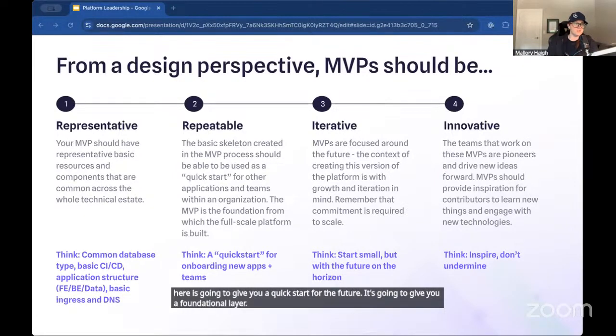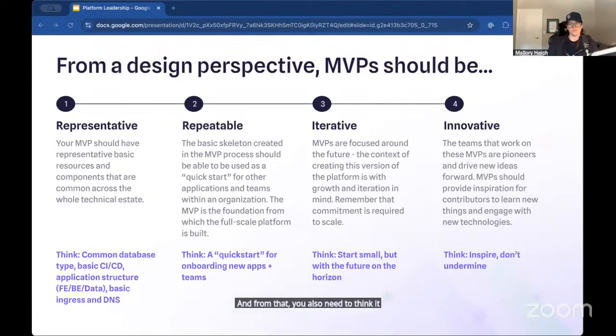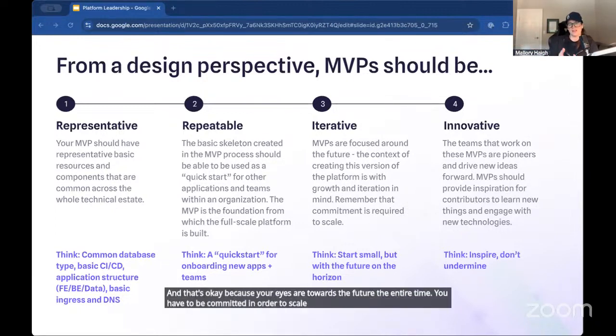And from that, you also need to think iteratively. So realistically, you are starting small, and that's okay because your eyes are towards the future the entire time. You have to be committed in order to scale. And if we start small and think of the future on the horizon, it's much easier to do that.